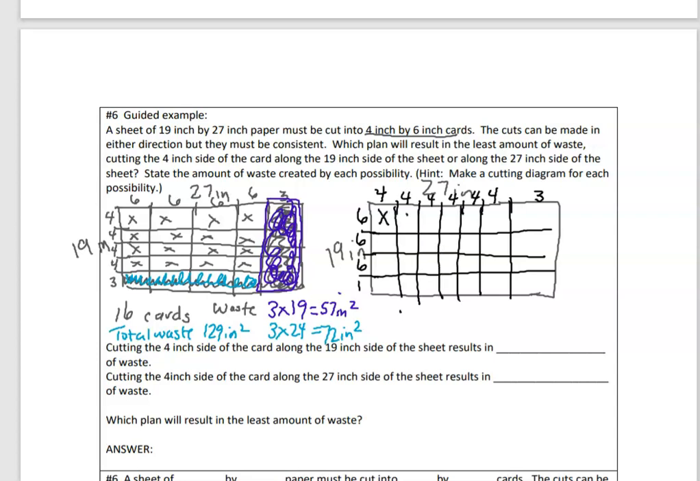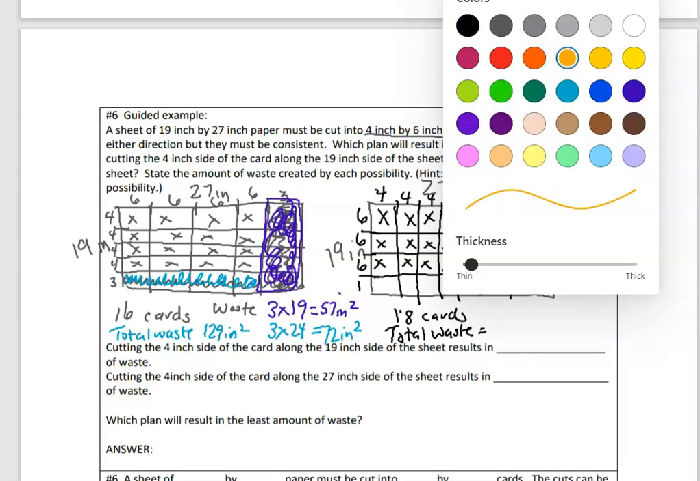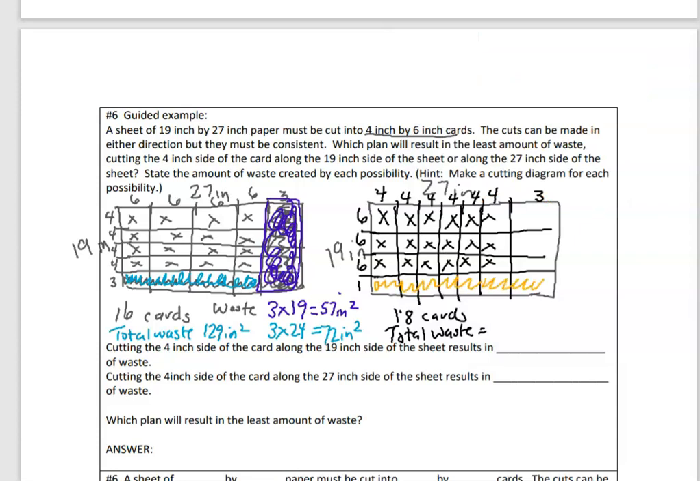Okay, we've got 1, 2, 3, 4, 5, 6, 7, 8, 9, 10, 11, 12, 13, 14, 15, 16, 17, 18 cards. Okay, so we were able to do 18 cards this way, and the waste, so our total waste is going to end up being 1 by, right, we would come down here and look at this little area in here, and this is 1 times 27 because this is 27, so it would be 1 times 27.